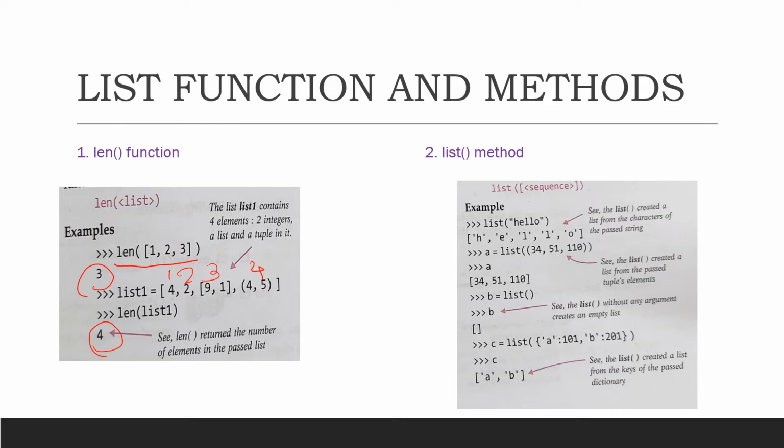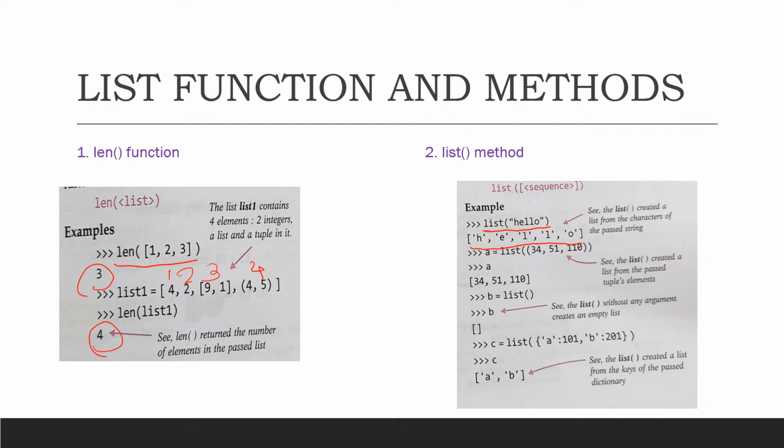So next one is the list method. The list method is nothing but, if some string is given, it will convert it into a list. List means it's nothing but square brackets. So let's see the example. So over here list of "hello" with double quotes is given. So the output will be coming like this. Each letter will be split with quotes and the bracket will be square brackets.